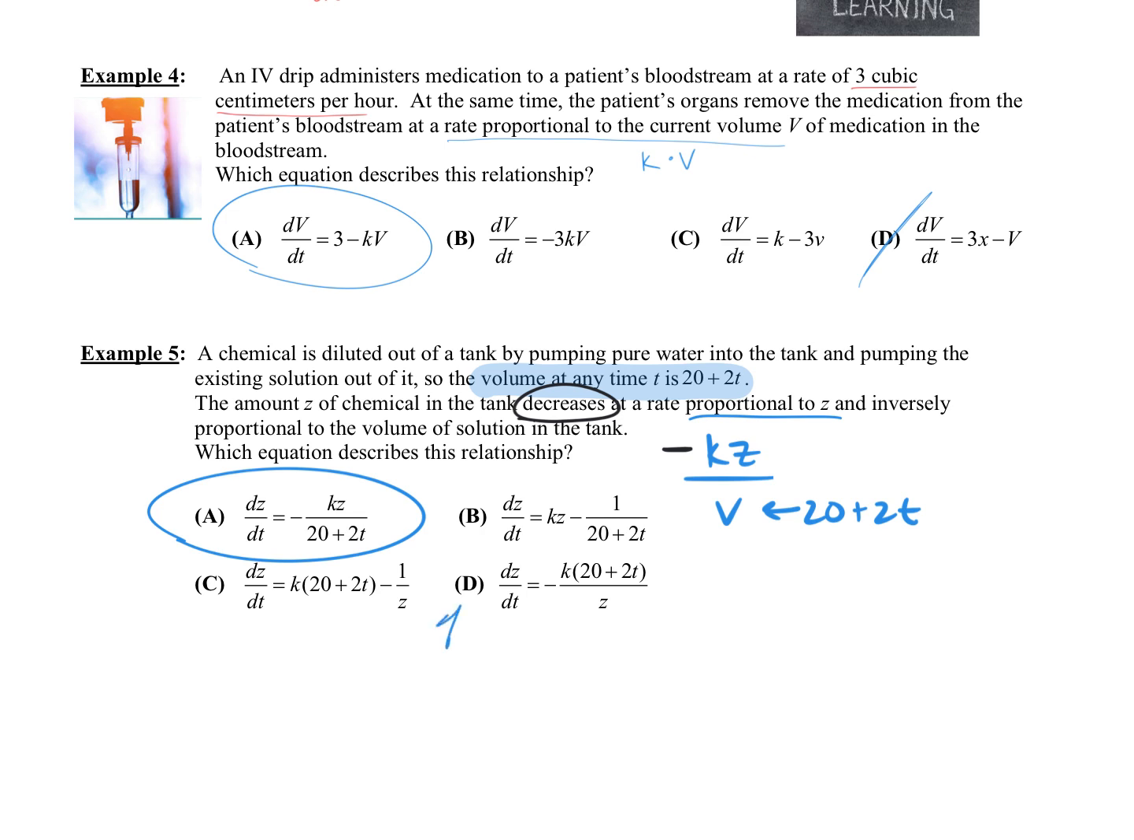Letter D is the exact opposite of that. If it was directly proportional to the velocity, and then inversely proportional to Z, that would be, for example, D. Okay?